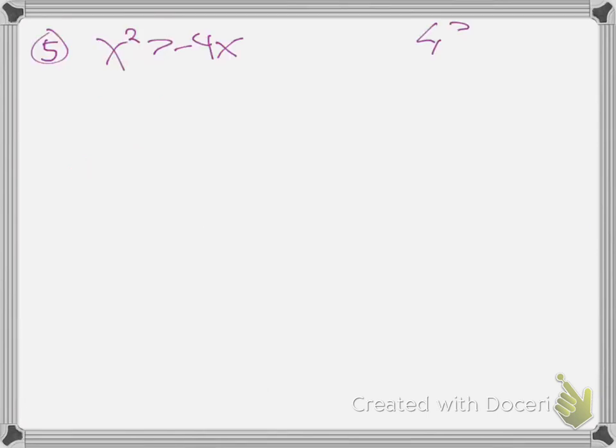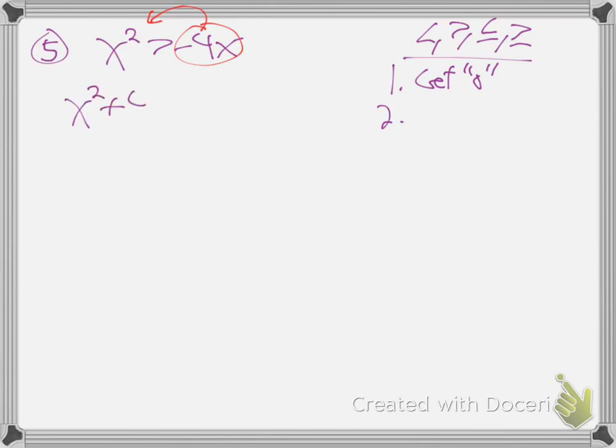Okay, so here we are again. How do we solve the greater than, less than, greater than or equal to, less than or equal? Step 1, get a 0. So let's do that. Let's just grab this guy and jump it over. So when something jumps to the other side, it changes sign. So x squared plus 4x greater than 0. There's step 1, get a 0.